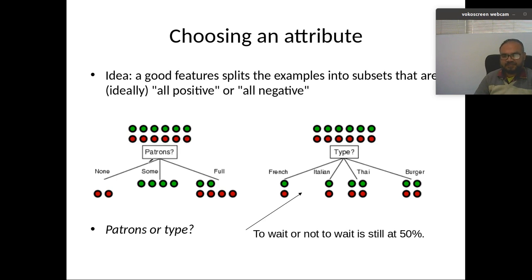If you use patterns, then you can see on one leaf we have a pure class, on the other leaf we have a pure class, and in the third leaf we don't have a pure class, but some samples belong to one class and the rest of the samples belong to the other class. On the other hand, if we use feature type, then under all nodes the subsets belong to two different classes, and they have equal probability of belonging to each class. So you can see that it's better to divide on patterns as compared to type.